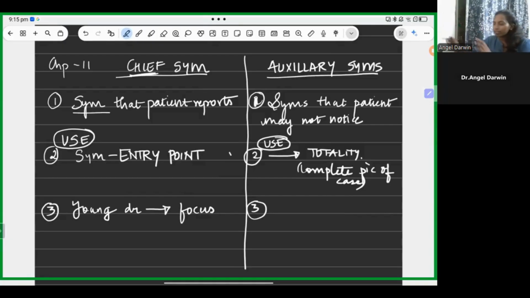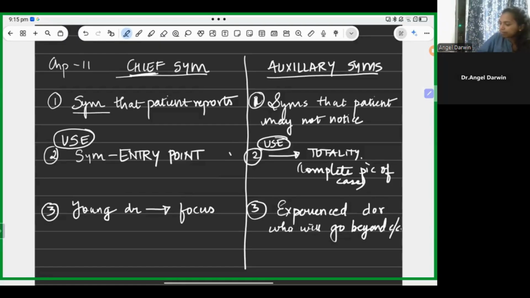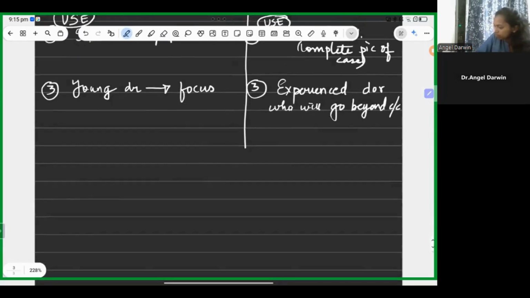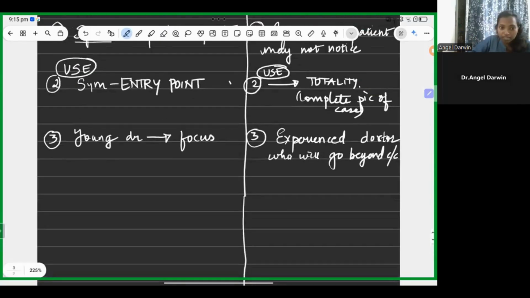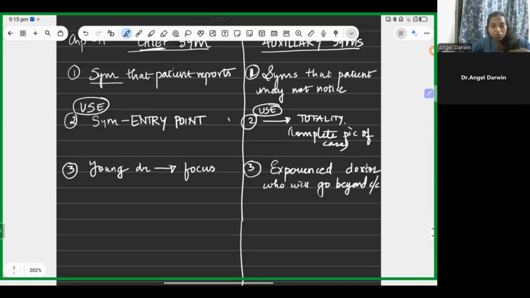So who will focus on the auxiliary symptom? The experienced doctor will go beyond the chief symptom. Now, young doctor, experienced doctor. What is a chief complaint? What the patient reports. What is an auxiliary symptom? What the patient may not notice. What is the use of the chief complaint? It's the entry point. What is the use of auxiliary? It gives a totality. The young doctor focuses on the chief symptom. The experienced doctor focuses on the auxiliary symptom and goes beyond, and you will start exploring it.